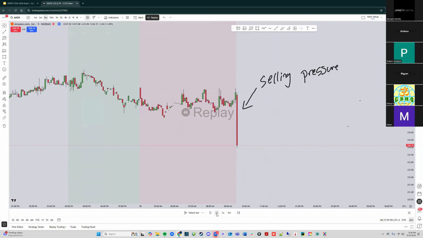Okay, let's look at the next candle. We have selling pressure, but what's one thing that's different about this candle from the last one? Can somebody tell me? It's smaller. Much smaller, and there's a little bit of wicking here, right? So this next candle should be somewhere over here, in my opinion.